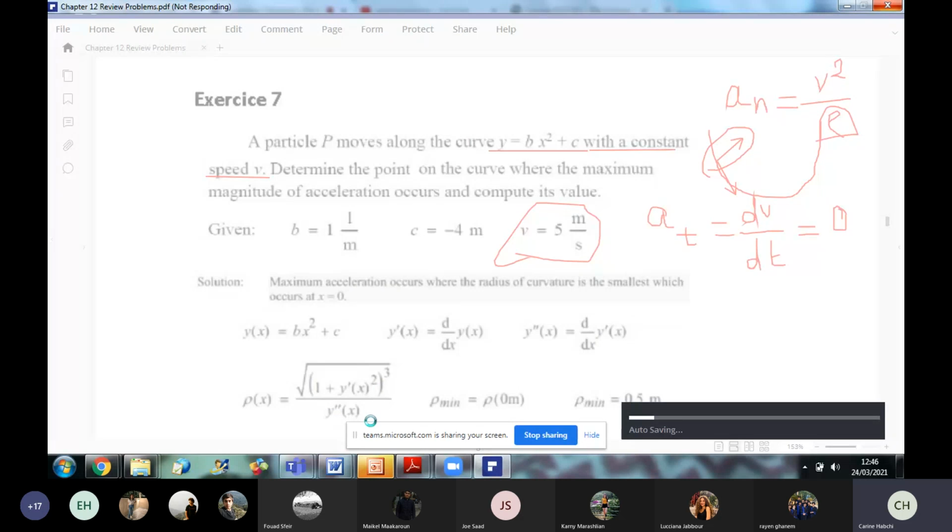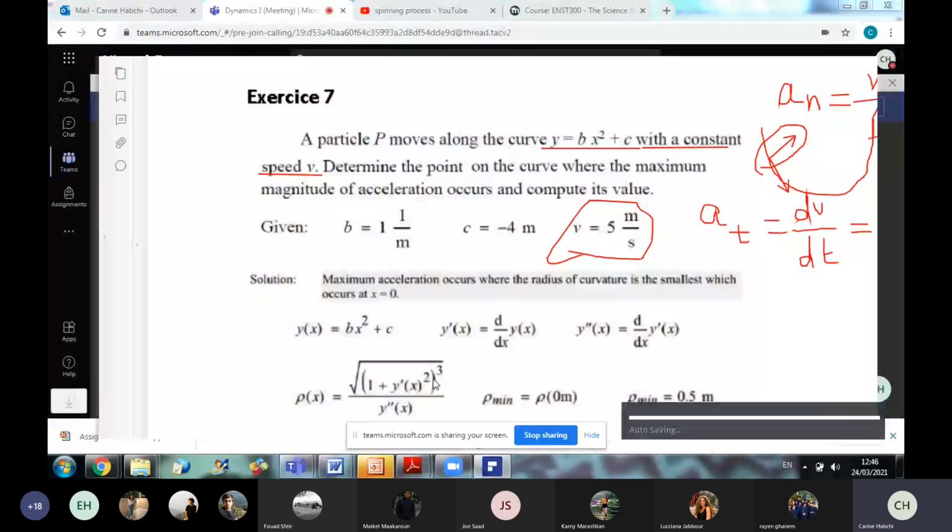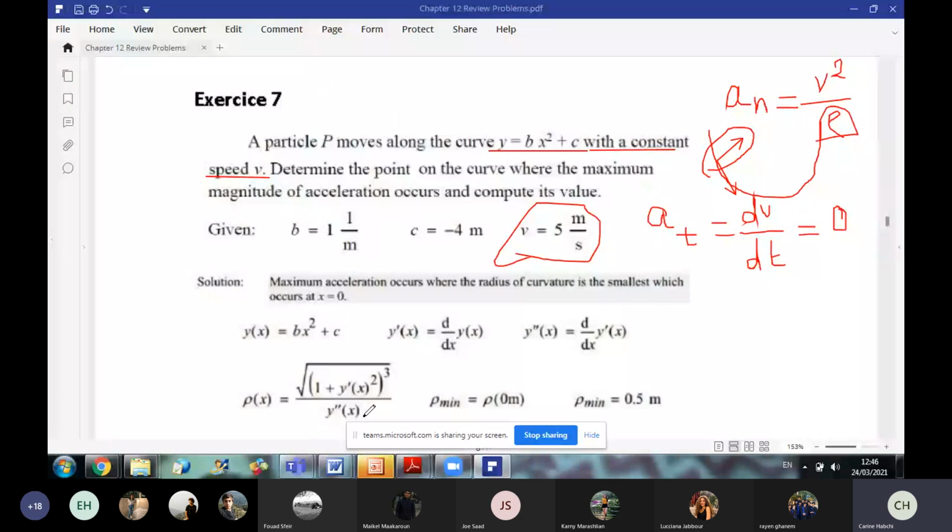Now, in order to calculate rho, all we have to do is calculate the value of y prime and the value of y second of x. If you look at your function, y of x is bx squared plus c. So the first derivative is 2bx. So y prime is equal to 2bx.